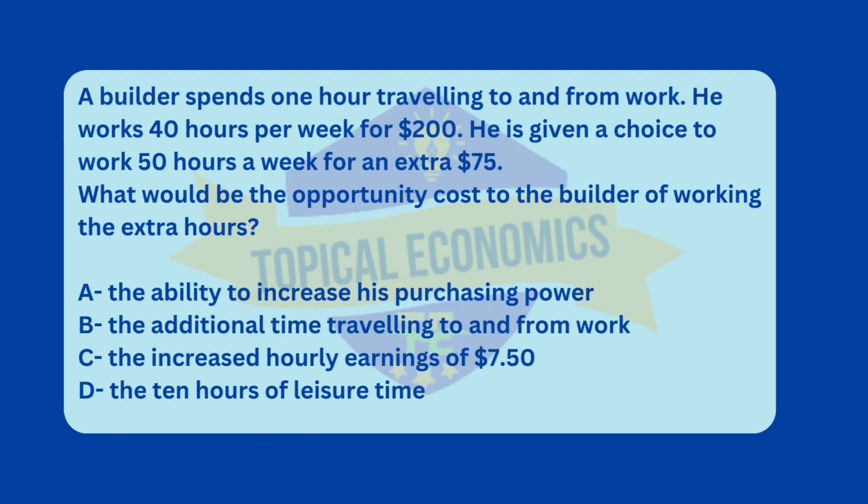Moving to the fifth question. A builder spends 1 hour traveling to and from work. He works 40 hours per week for $200. He is given a choice to work 50 hours a week for an extra $75. What would be the opportunity cost to the builder of working the extra hours?